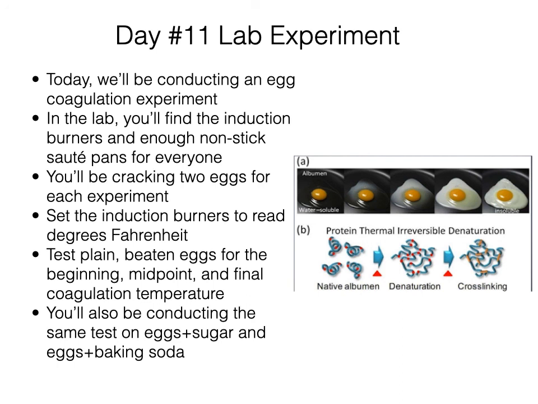You're going to be cracking straight eggs and then testing those for a beginning, midpoint, and final coagulation temperature. And then you're going to be testing eggs with sugar added. And I'll have an instruction sheet for you to tell you how much sugar to add. And then we're going to add eggs with baking soda. And we're going to look at the difference in how coagulation temperatures change when we add these other ingredients.